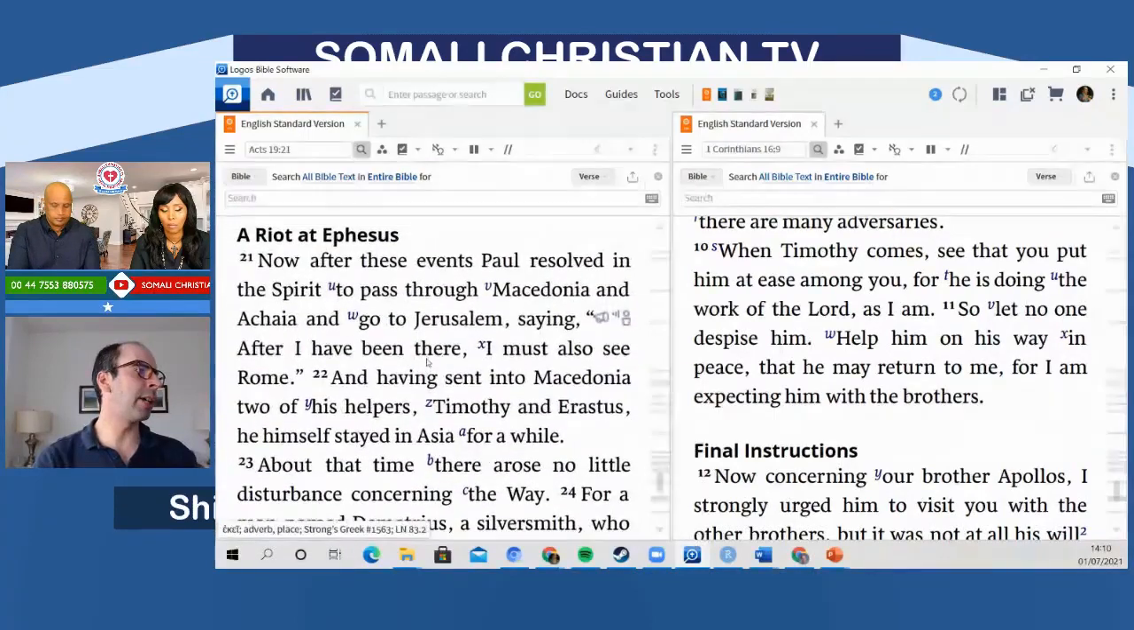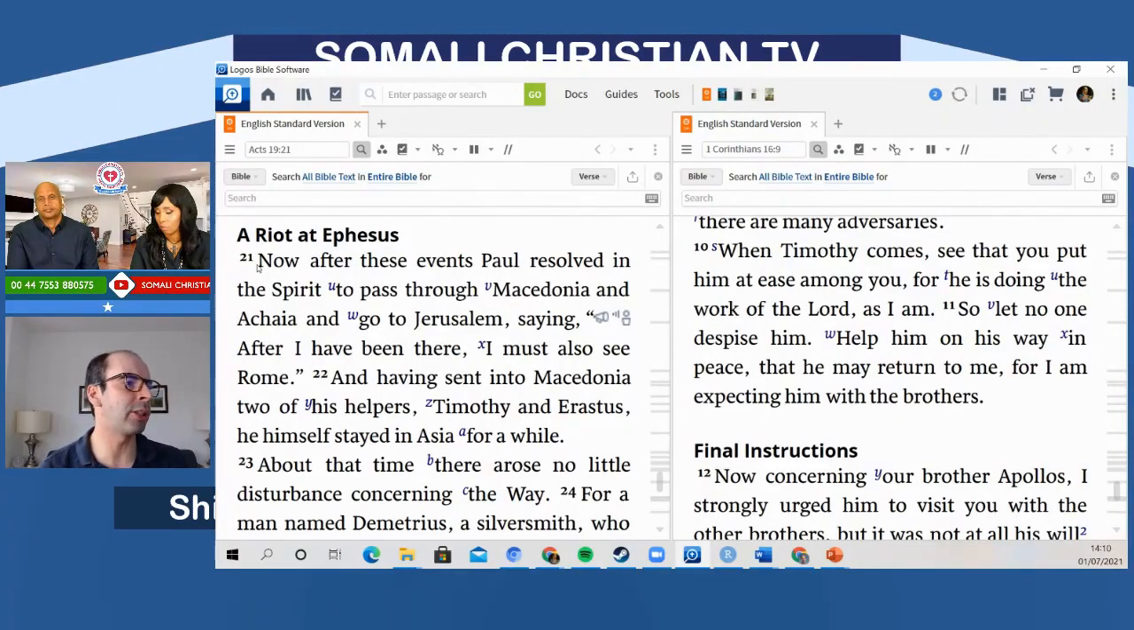So this is when they're in Ephesus, and it says, "After these events, Paul resolved in the spirit to pass through Macedonia and Achaia and go to Jerusalem, saying, 'After I had been there, I must also see Rome.' And having sent into Macedonia 2 of his helpers, Timothy and Erastus, he himself stayed in Asia for a while." So he stays behind in Ephesus, and he sends Timothy and Erastus up through Macedonia presumably on their way around to Corinth, though it doesn't specifically mention that in Acts.